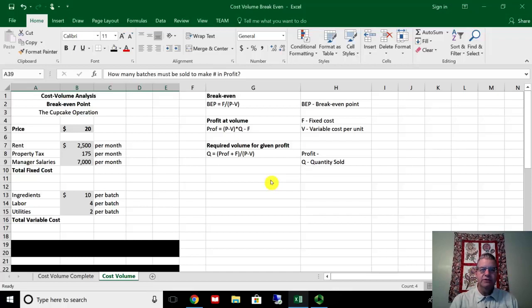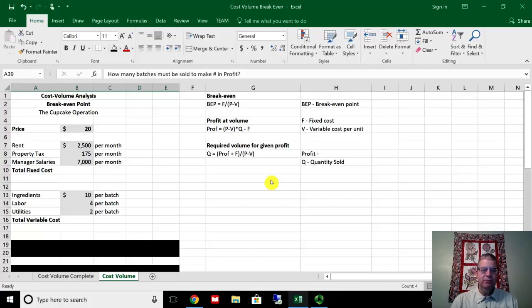But then we've got some cost. One of the first things we have to know when we're working with cost volume analysis is, are our costs fixed or are costs variable? Let's think for a second, what's a fixed cost? Fixed costs are costs that are the same every month, no matter how much volume, no matter how many cupcakes she were to sell. She has a little building that she rents, and it's $2,500 a month. Obviously rent doesn't change. If she makes 1 cupcake, it's $2,500 a month, and if she made 1,000 batches of cupcakes, it'd still be $2,500 a month. So that rent doesn't change.